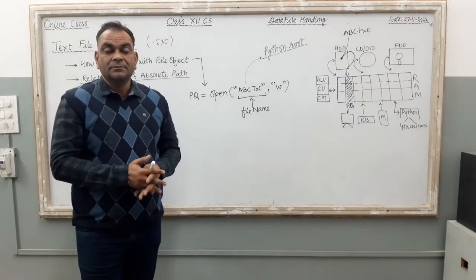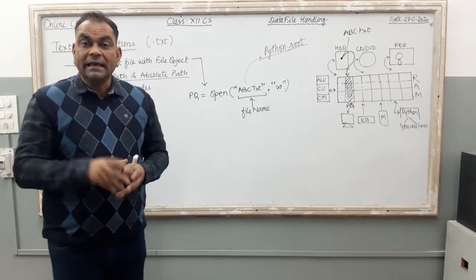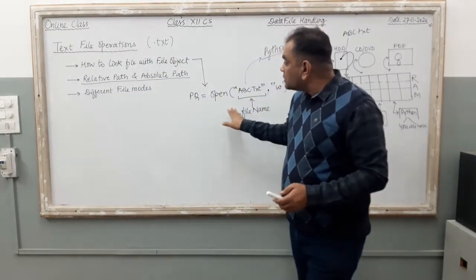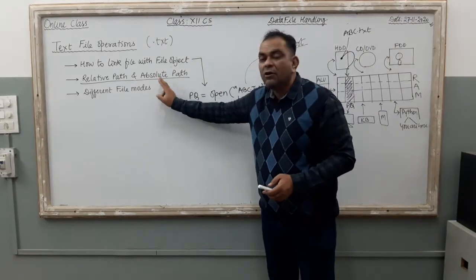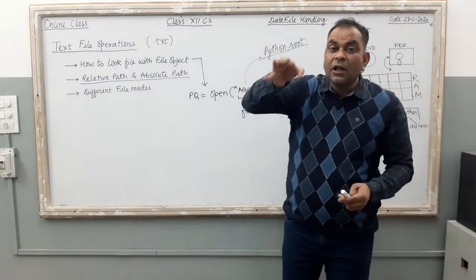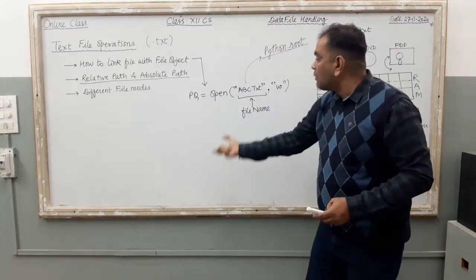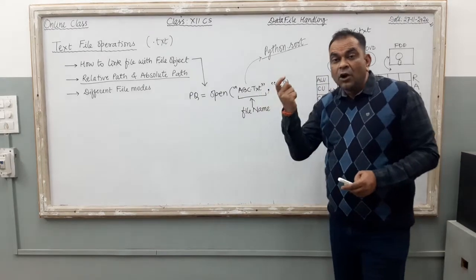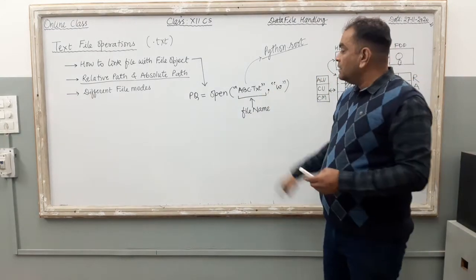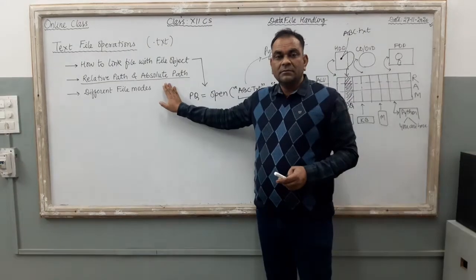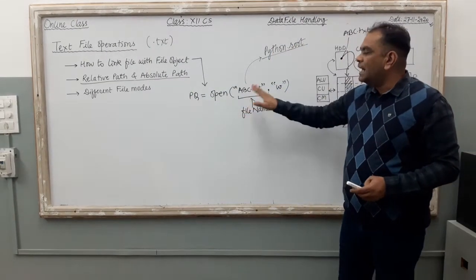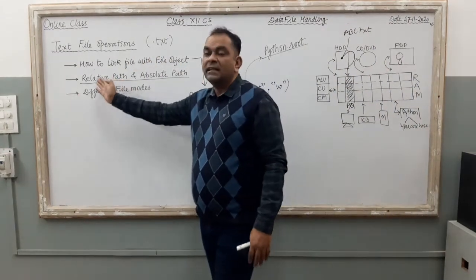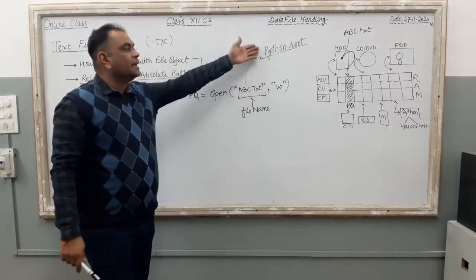If the file is lying somewhere else, will that file not open? Yes, it will open, but for that you have to supply the absolute path of the file. What is the exact location of the file? You have to write the exact location over here, right? The exact location of the file is known as the absolute path. If you write the file name only, without any location or path, it is known as a relative path. In this relative path condition, the file should be there in the Python root folder.